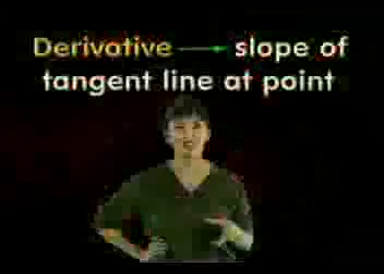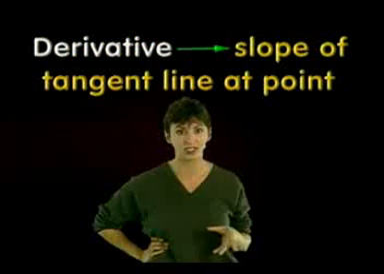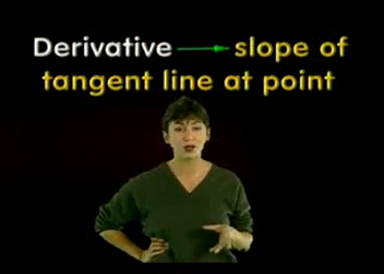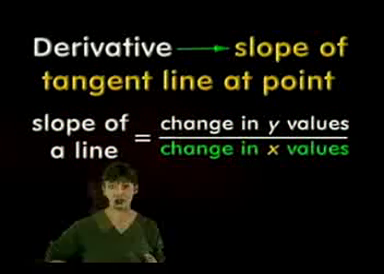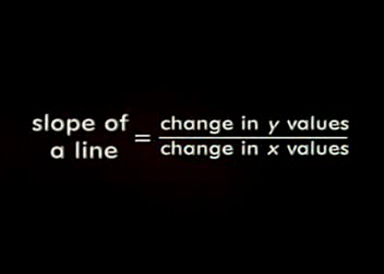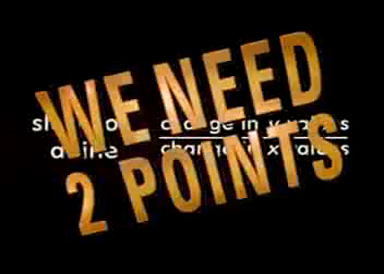Okay, we're about to give you the definition of the derivative. But first you need to follow me on this last point. This is the key to understanding what a derivative really is. Remember, we said that the derivative is the slope of the tangent line at a specific point. And we remember that the slope of the line is simply the change in y values over the change in x values. Now, in order to use this slope formula, we need 2 points.